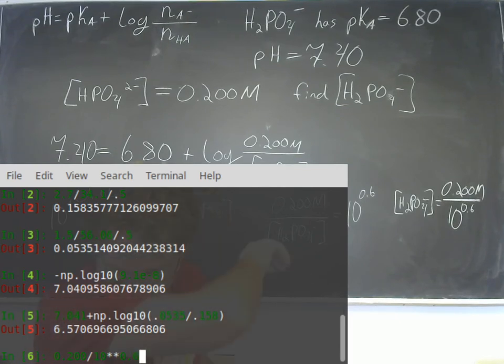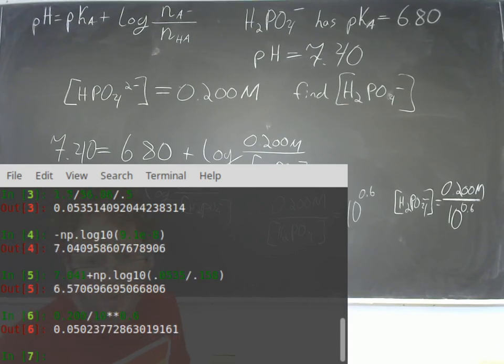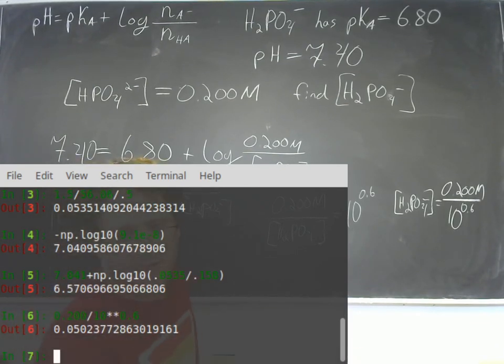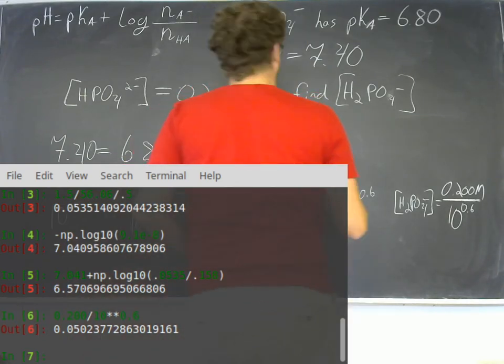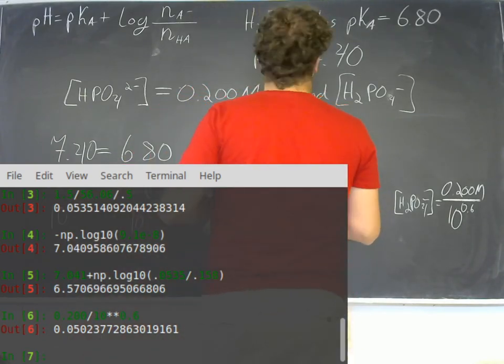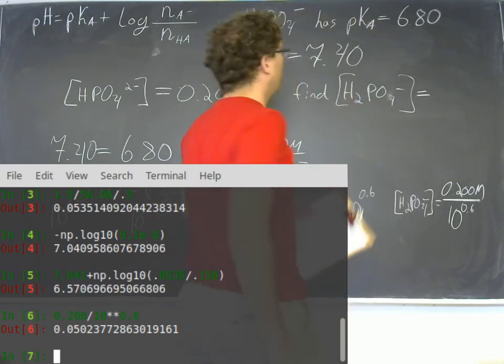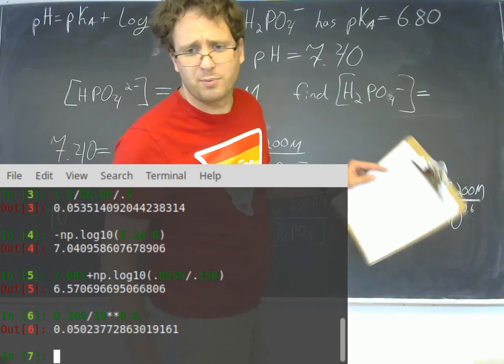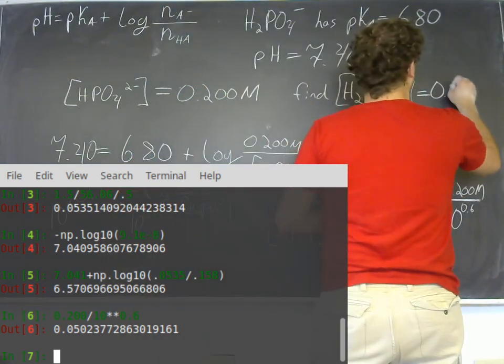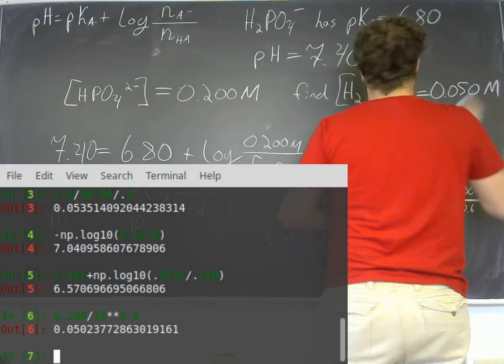And let's do first a quick little estimation. Blood has a pH that is more basic than the pKa value of dihydrogen phosphate. So we would expect to have a higher concentration of the conjugate base. Hopefully we'll get something less than 0.2, and we do. We get 0.050. So our H2PO4 concentration is 0.050 molar.